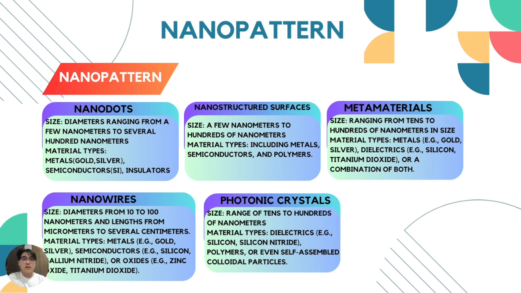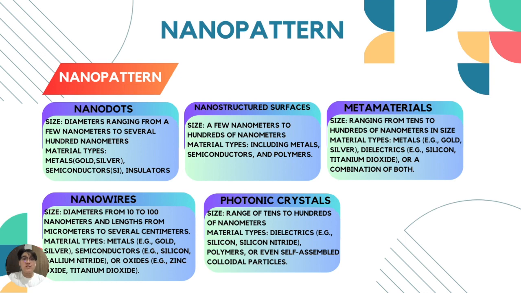Metamaterials, on the other hand, have a diameter ranging from 10 to 100 nanometers and are formed of metal and dielectric combinations. Nanowires can be made with metal, semiconductor, or oxides and have diameters ranging from 10 to 100 nanometers and lengths ranging from micrometers to centimeters.